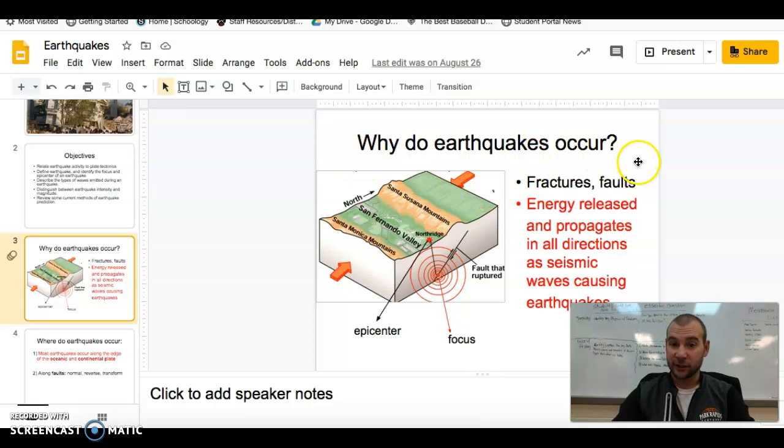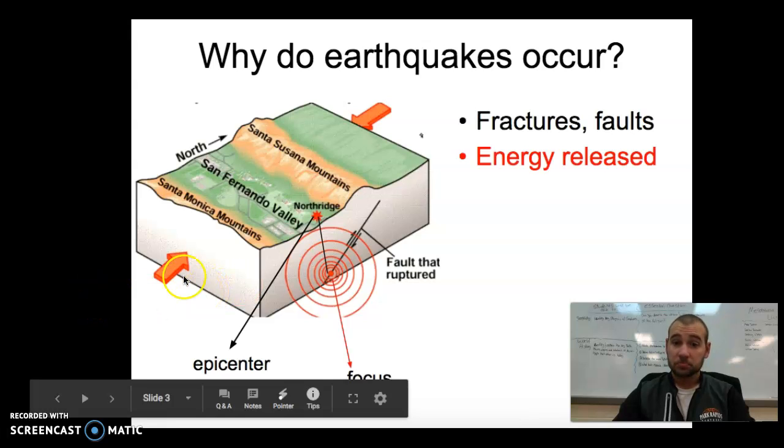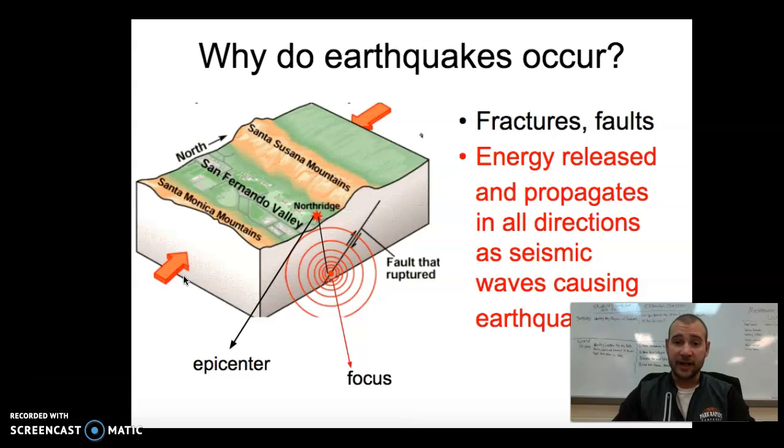So why do earthquakes occur? Well, we know they occur at fractures and faults, as you can see here. We just want to know energy is released and propagates in all directions as seismic waves, causing earthquakes. I think we kind of know that. We talked a little bit about the transform plate line, where plates get stuck, and when they release that energy, it shocks seismic waves throughout the earth, and then we get an earthquake.